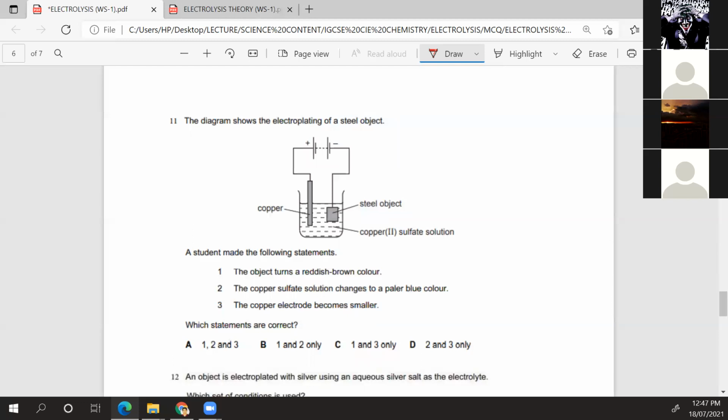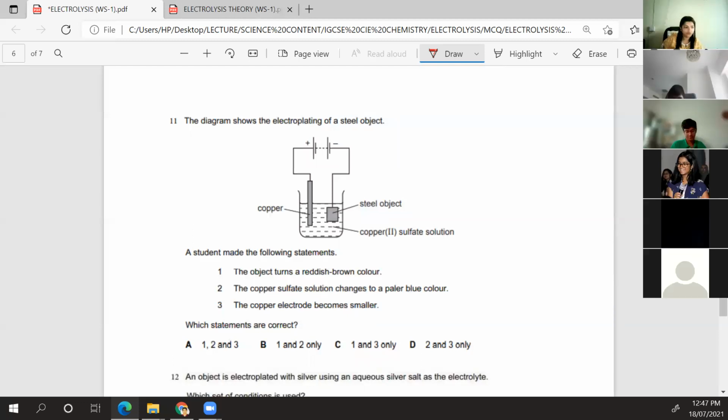Okay, next one, who is left? Andrew. The diagram shows the electroplating of a steel object. A student made the following statements. Which statements are correct? 1 and 3. 1 and 3. Let's check.